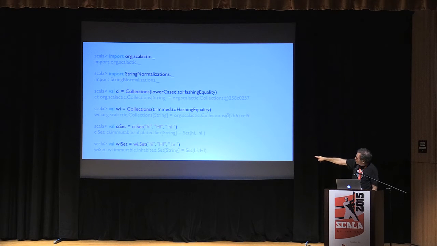And then when I do it with wi.set, it takes the lowercase hi and the uppercase HI, but doesn't take the hi with spaces around it because it sees that as equal to the first guy, right? So that's actually what I was originally trying to get to. It's just a little less boilerplate.